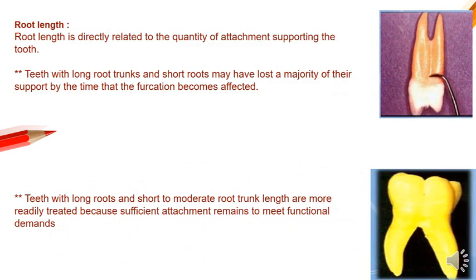Root length. Root length is directly related to the quantity of attachment supporting the tooth. Teeth with long root trunks and short roots may have lost a majority of their support by the time that furcation becomes affected, while teeth with long roots and short to moderate root trunk are more readily retreated because sufficient attachment remains to meet the functional demand.